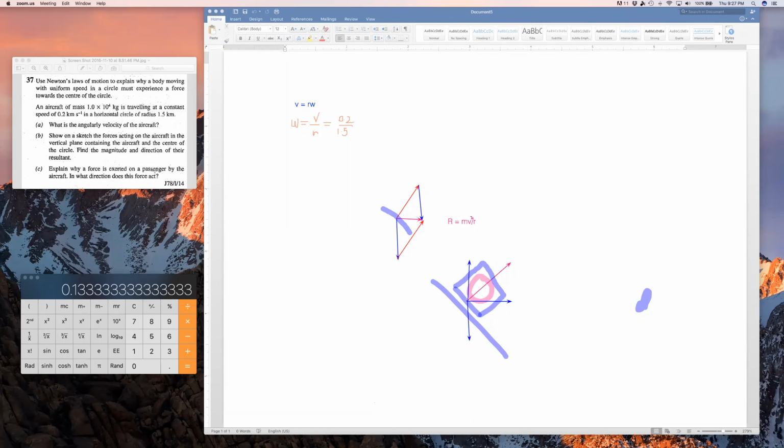So the last part says, explain why a force is exerted on the passenger. Well, I didn't answer that part. It's obvious. If the passenger is in a plane and the plane is moving in a circle, the passenger is moving in a circle as well. So the passenger needs to have a net force on him or her because they are moving in a circle. So explain why a force is exerted on the passenger by the aircraft, and then what direction is this force, and that is the direction of the force that the seat exerts on the passenger. All right, which is broken up into two components.